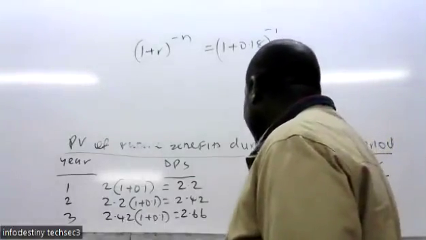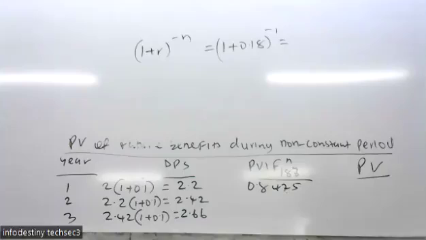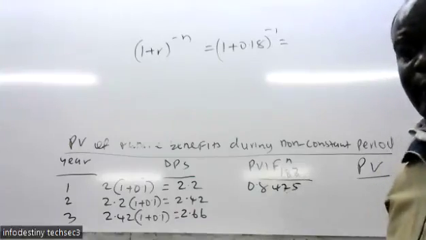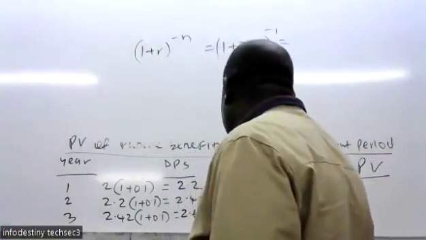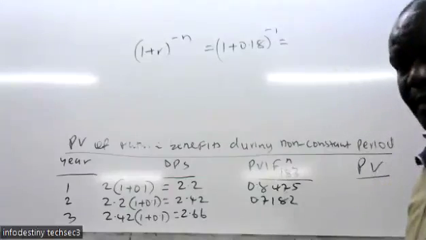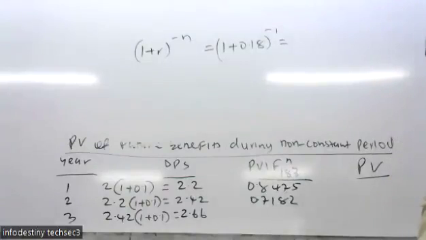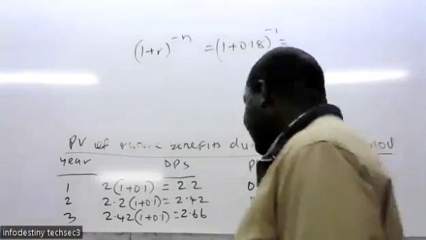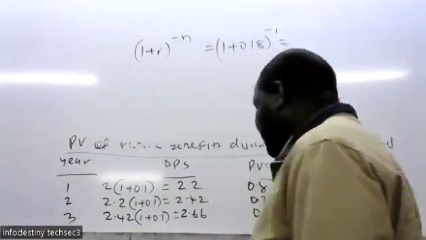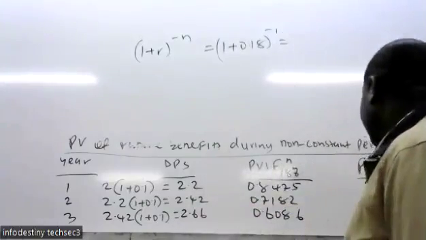So year 2, you raise to the power of negative 2, which gives 0.7182. How about year 3? Year 3, you raise to the power of negative 3. That gives 0.6086. So multiplied by those figures, you get the value.